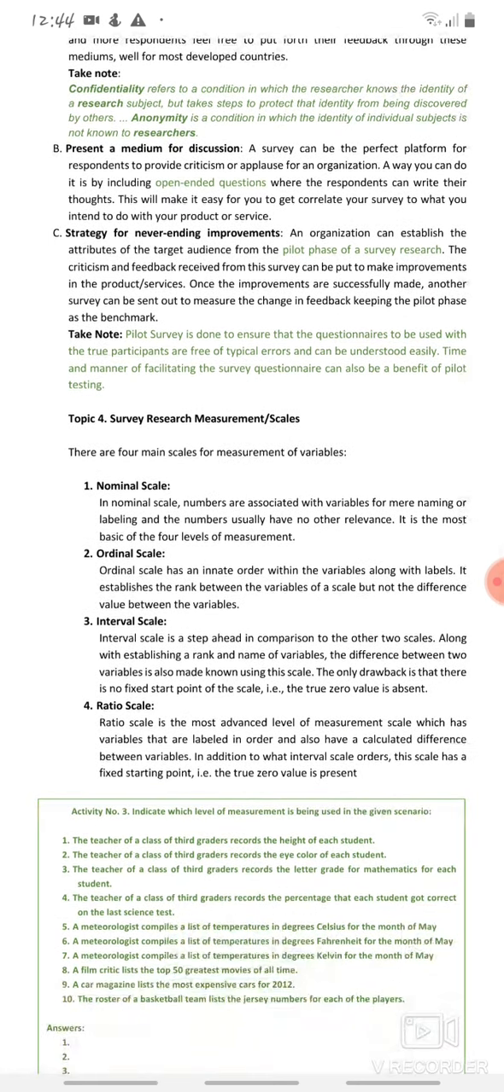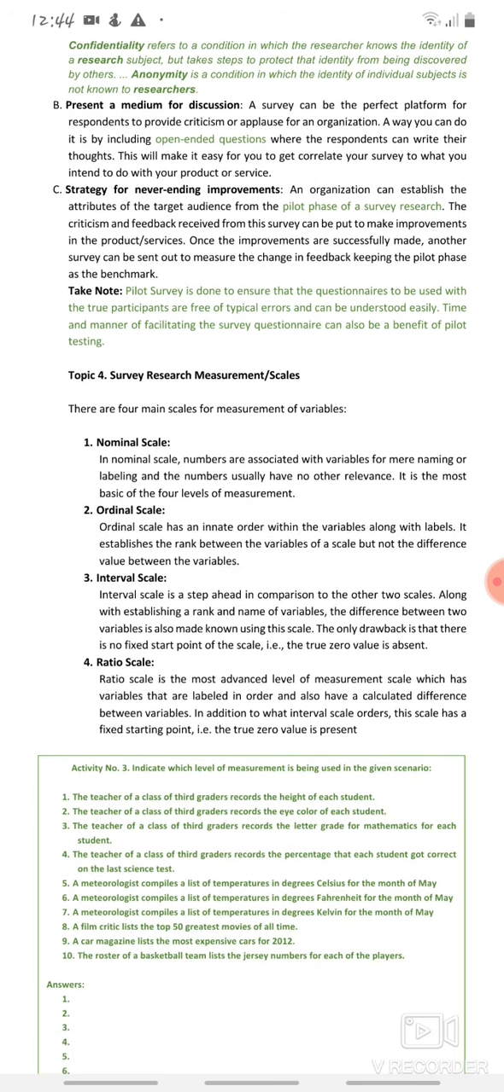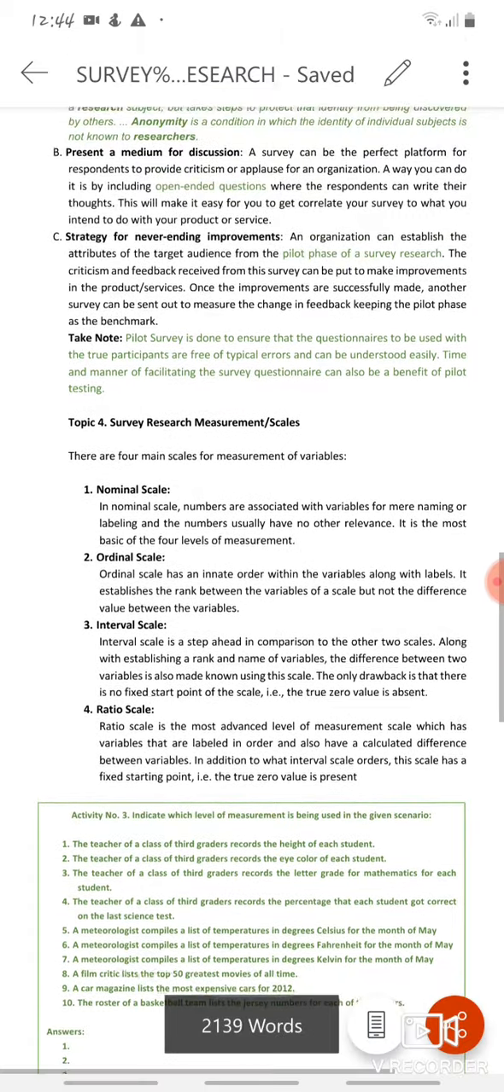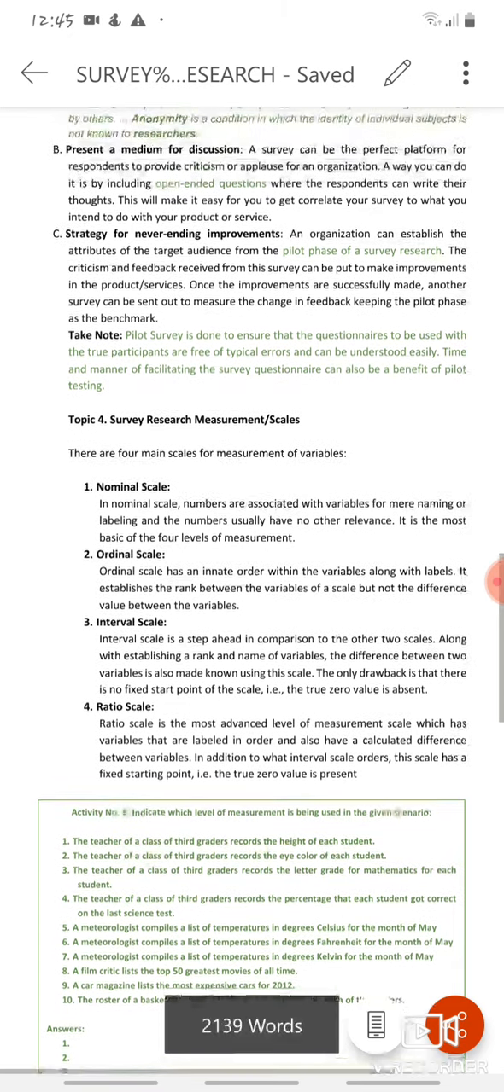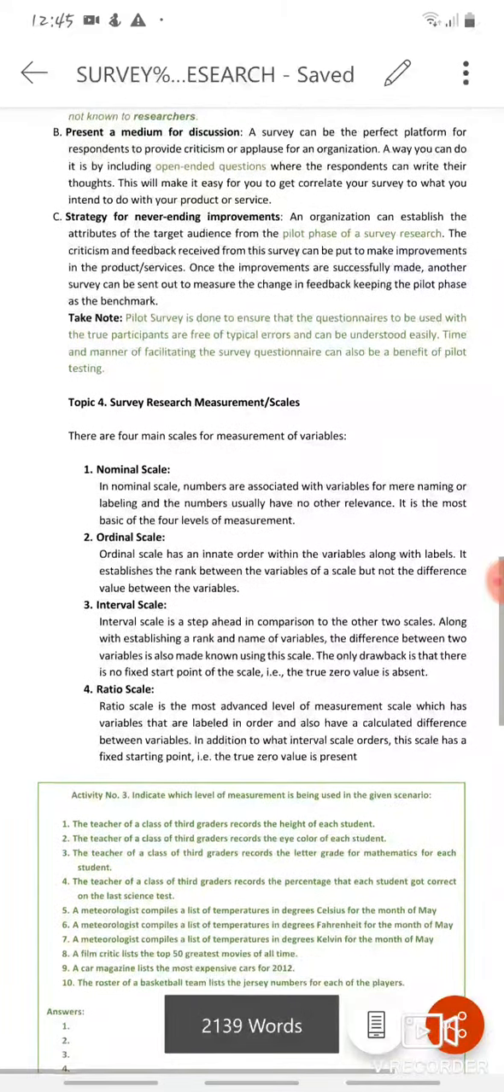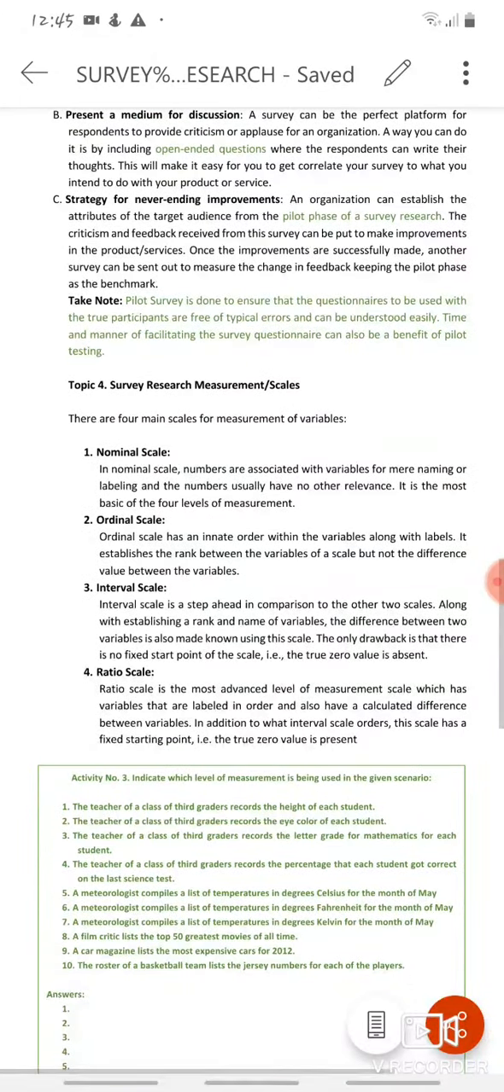Take note. Sinabi dito yung pilot surveys done to ensure that the questionnaires to be used with the true participants are free of typographical errors and can be understood easily. Kapag gumawa na kayo ng research ninyo or ng questionnaire, bago nyo po ito ibigay sa totoong respondents nyo, for example, ang respondents nyo ay psychology student second year, magpa-pilot survey muna kayo. Pwede nyo itong ipasagot sa third year or fourth year. Bakit? Kasi itetest nyo muna kung affected ba yung survey na ginawa ninyo.